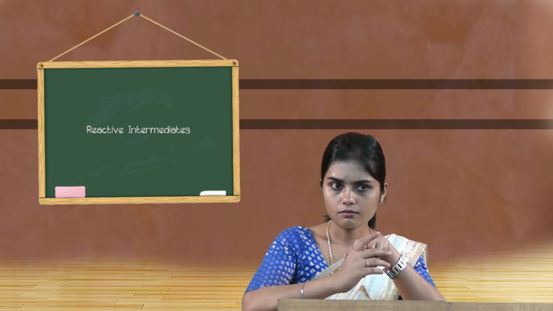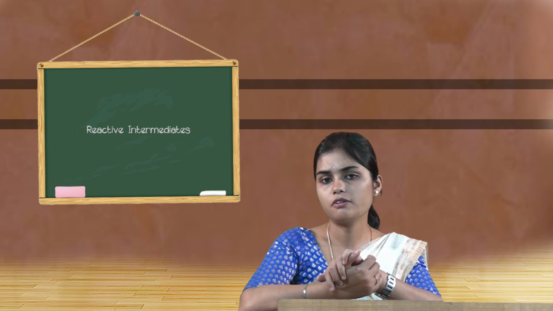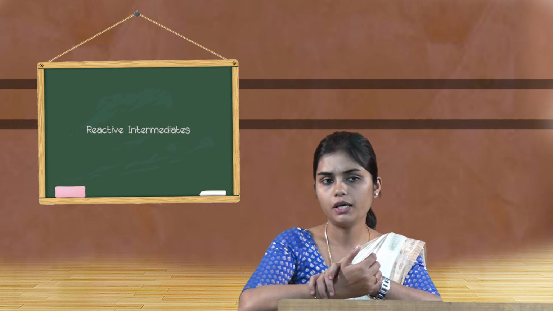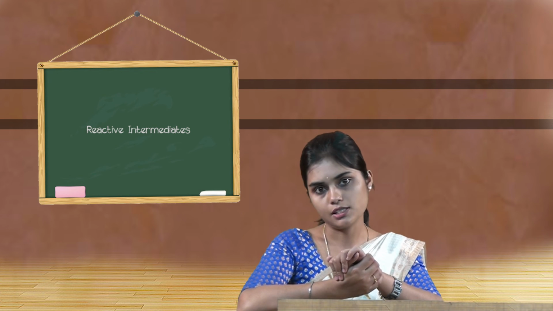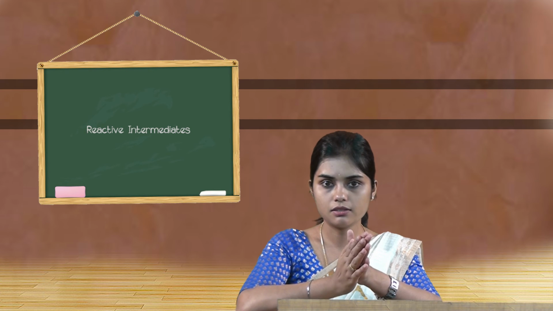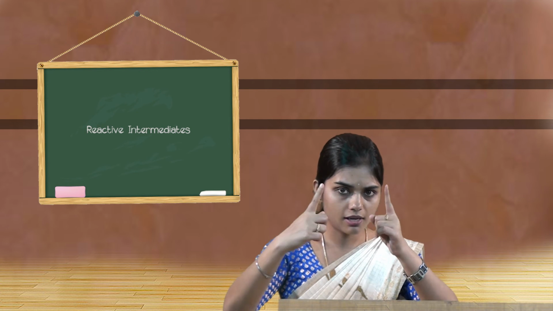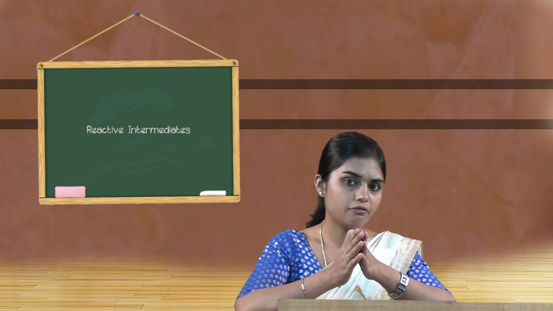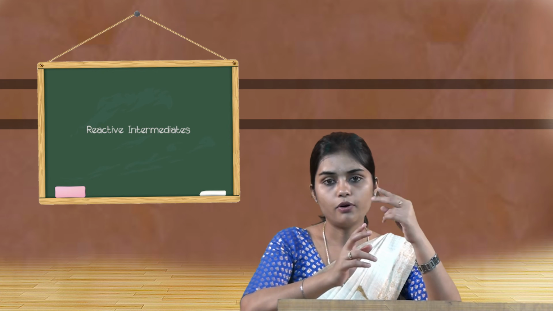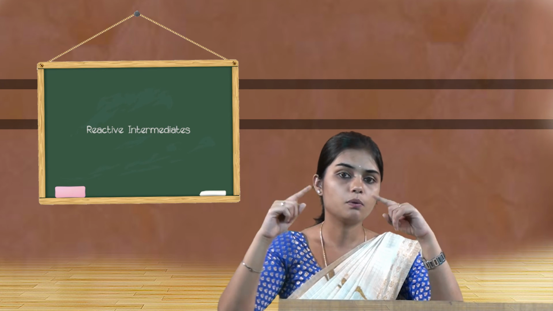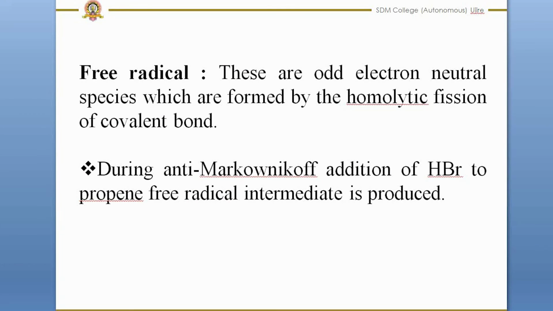During the anti-Markovnikov addition of hydrogen bromide to propene, a free radical intermediate is formed. Homolytic cleavage takes place, where the bonded pair of electrons is distributed equally to both the species involved in the bonding.